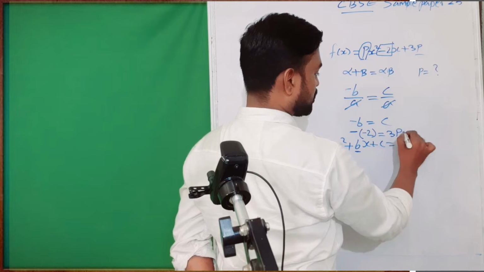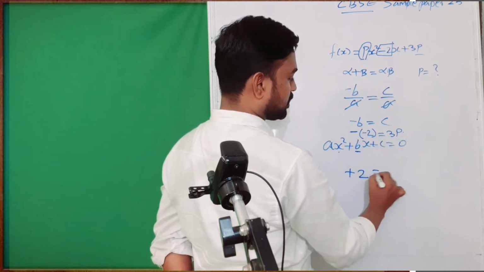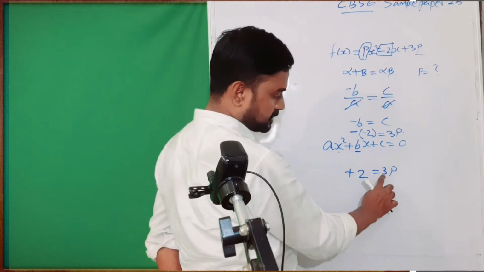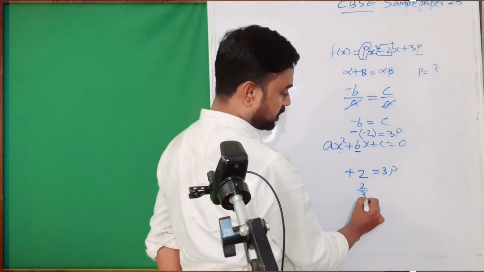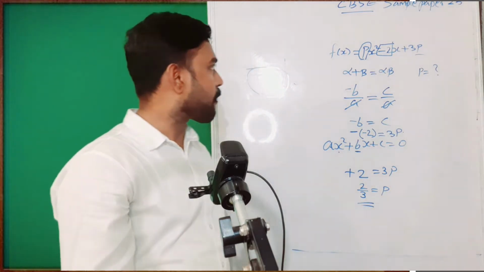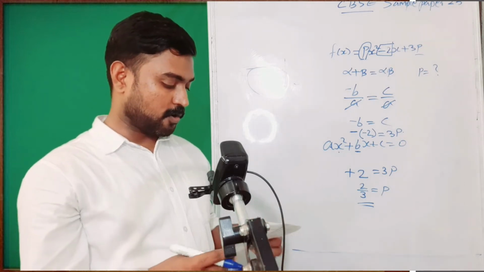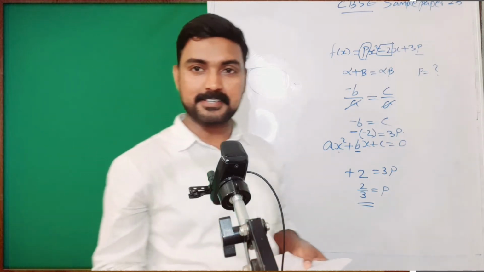3p. So we got minus of minus, which means it will be plus. Plus 2 is equal to 3p. We can bring this 3 down, so it will be 2 by 3. 2 by 3 is equal to p. So what is the value of p? p is equal to 2 by 3. So option B is the right answer.